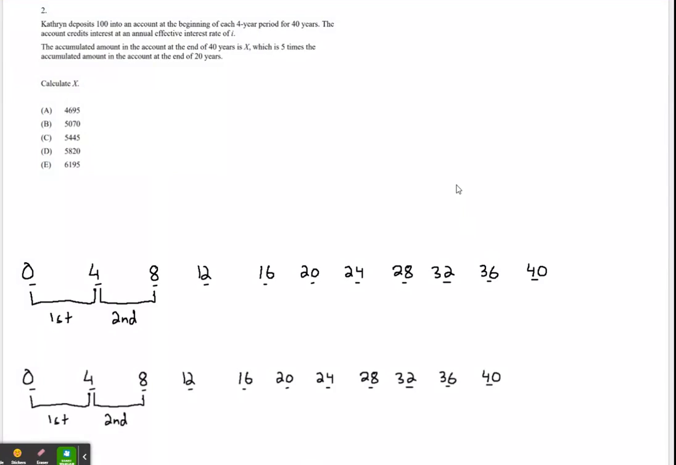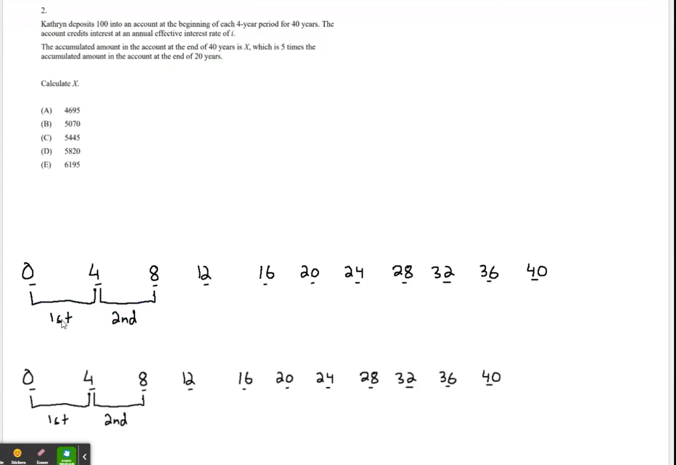Catherine deposits 100 into an account at the beginning of each 4-year period for 40 years. The account credits interest at an annual effective interest rate of I. The accumulated amount in the account at the end of 40 years is X, which is 5 times the accumulated amount in the account at the end of 20 years. Calculate X. So you see my diagrams right here.